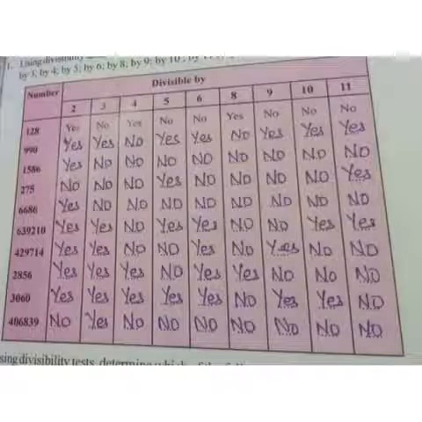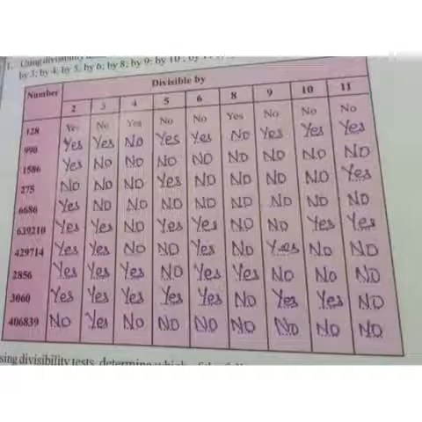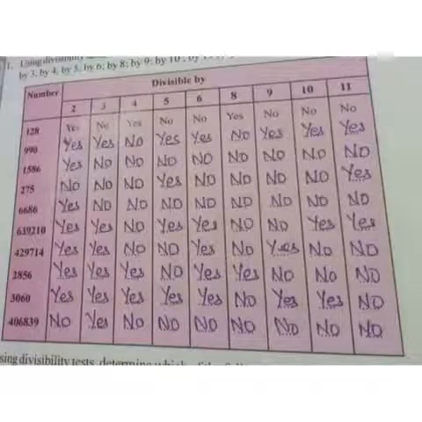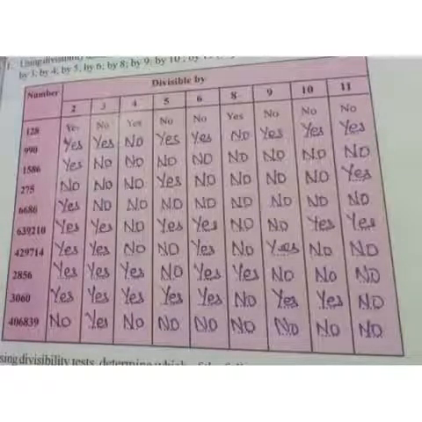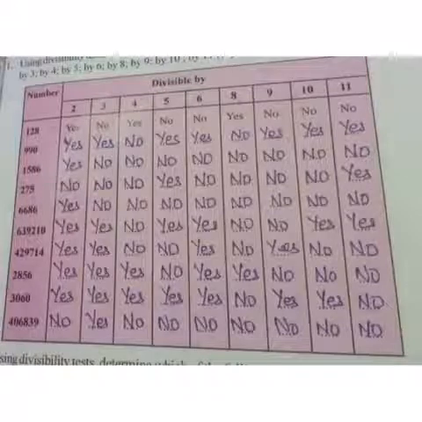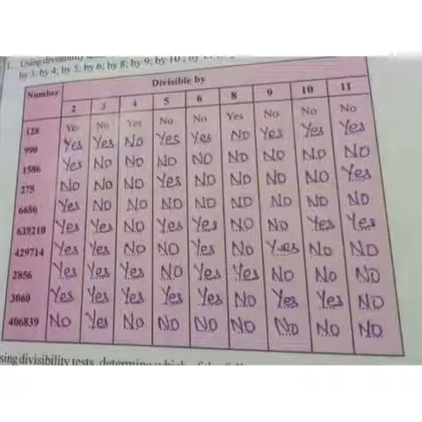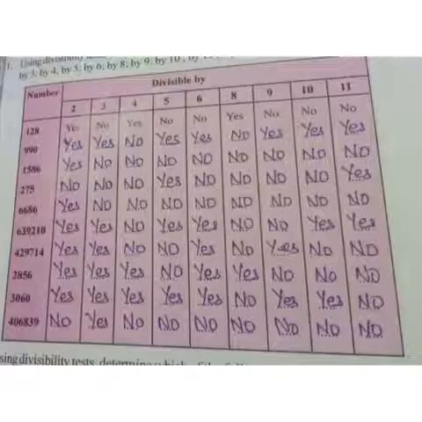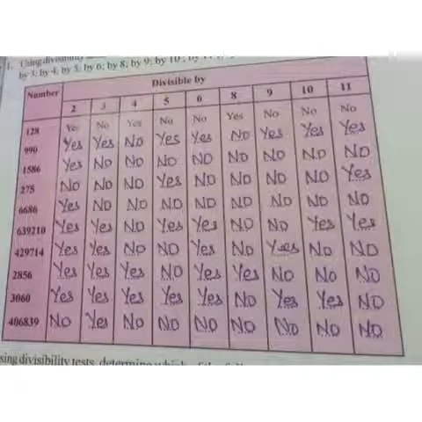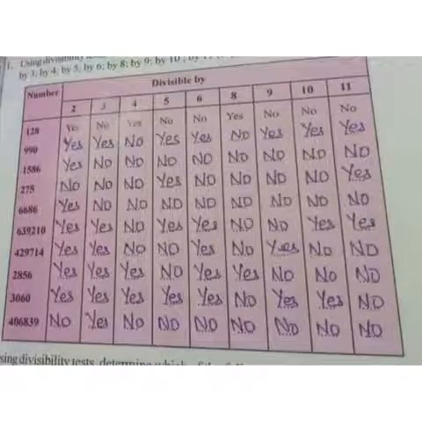And finally 11, as the rule says, the subtraction between the sum of the digits at odd places and the sum of the digits at even places. So 9 plus 0, 9, and 9. So 9 minus 9 is 0. So this number is divisible by 11.